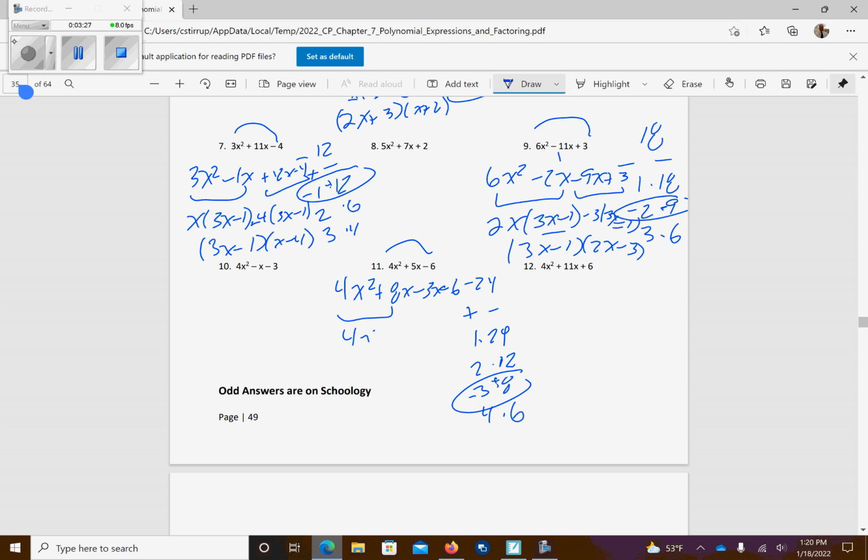Factor 4x out of both of those. So you get x plus 2. Factor a negative 3 out, and that gives you x plus 2 as well. Remember the sign changed. So x plus 2, what do you have left? You have the x and a minus 3. So 4x minus 3. Here's my answer.